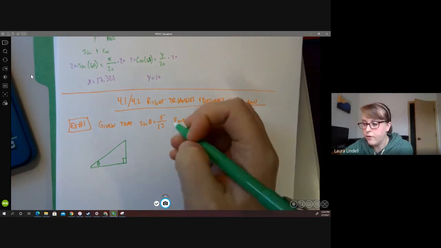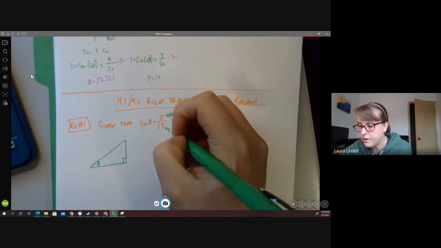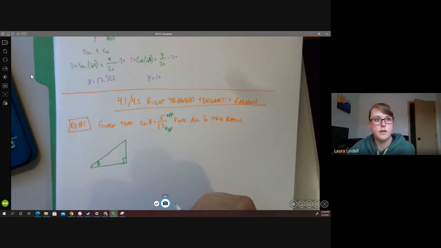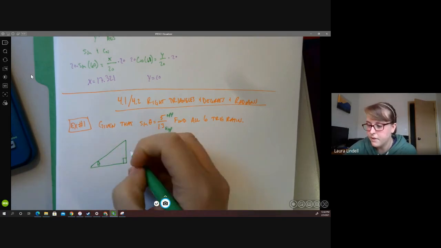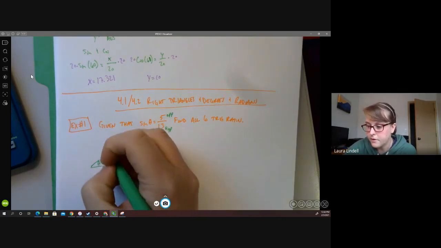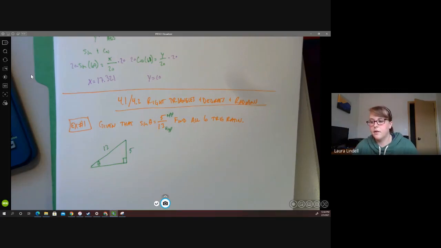And so we know 5 over 13 is going to be opposite over hypotenuse. So the opposite is straight across over here. The hypotenuse is right here. How can I find my third side real quick? Or does anyone recognize this triangle and know what it's going to be already? Nice, Ryan. Yeah, it's going to be 12.